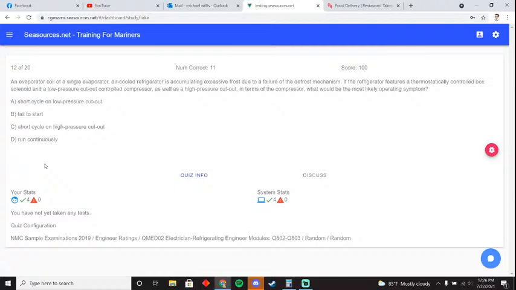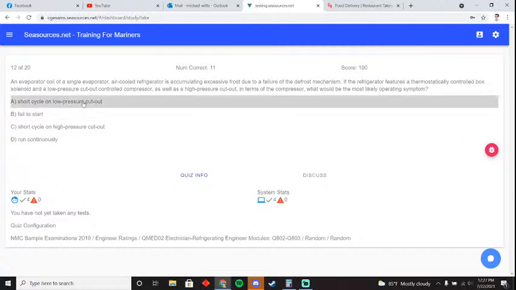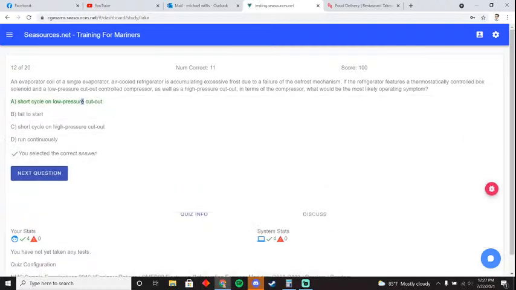An evaporator coil of a single evaporator air-cooled refrigerator is accumulating excess frost due to a failure of the defrost mechanism. If the refrigerator features a thermostatically controlled box solenoid and a low-pressure cutout controlled compressor as well as a high-pressure cutout, in terms of the compressor, what would be the most likely operating symptom? It's short cycling on low pressure cutout.